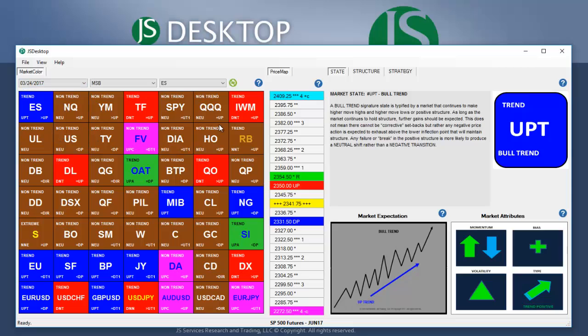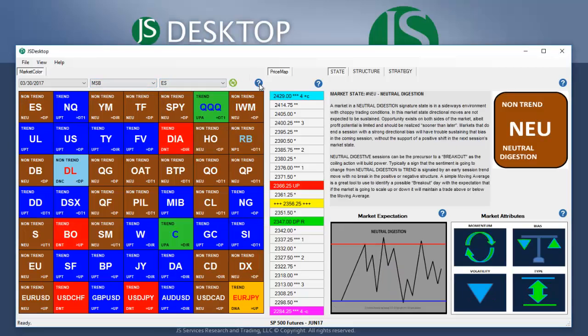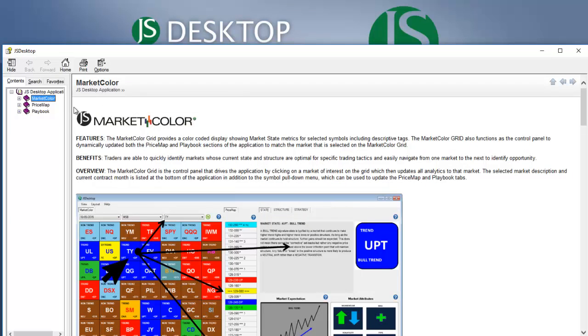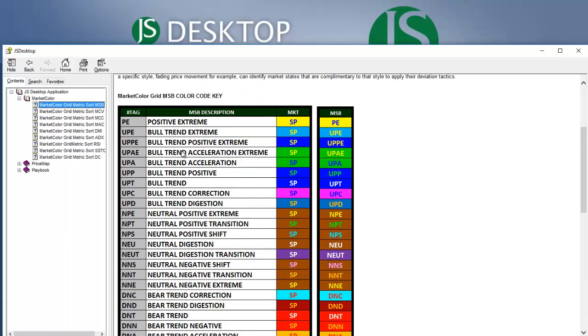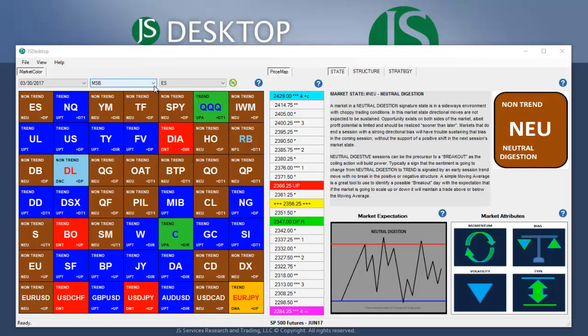The market color grid default is set on the market structure bias. To learn about the market structure bias, go to our help tree. Click on market structure bias, and this shows us all the different signature market states and the different color coding that's used for it. You can also sort by general market state type, or the MC value.